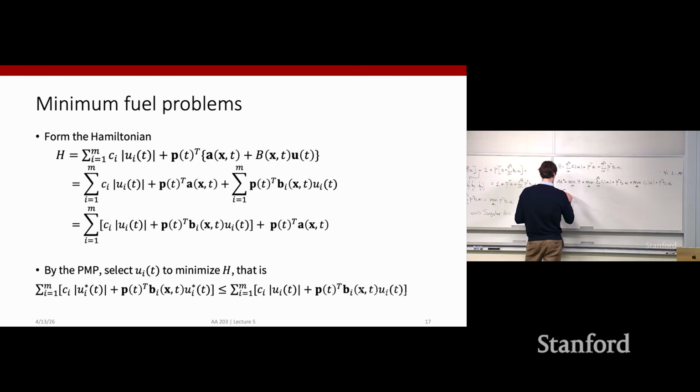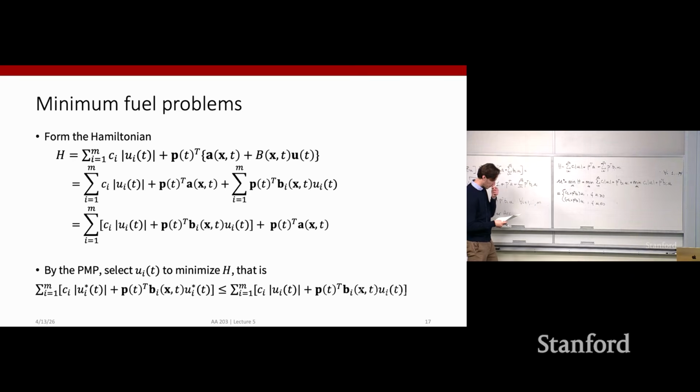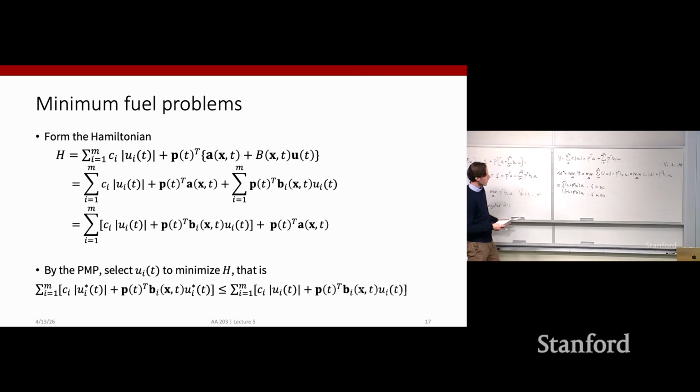So this is equal to Ci plus P transpose Bi times Ui if Ui is greater or equal than 0, and it is equal to negative Ci plus P transpose Bi Ui if Ui is less or equal than 0. Okay, and so we want to minimize this objective, and again we have to go through a kind of case-by-case analysis.